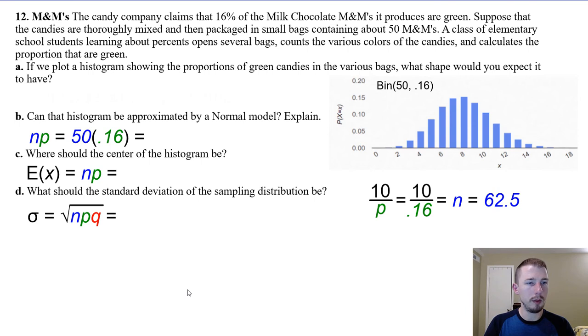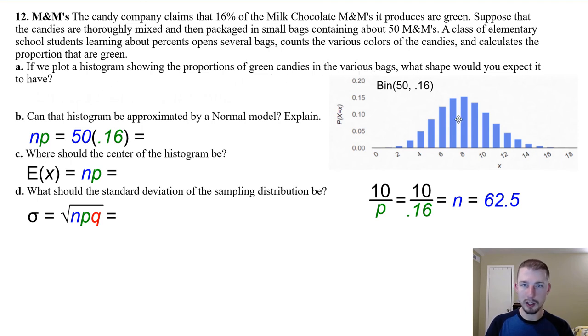Number 12, M&Ms. The candy company claims that 16% of milk chocolate M&Ms that are produced are green. Suppose that the candies are thoroughly mixed and packaged into small bags containing about 50 M&Ms. A class of elementary school students learning about percentage opens several bags, counts the various colors of candies, and calculates a proportion that are green. If we plot a histogram showing the proportions of the green candies in the various bags, what shape would we expect it to have?